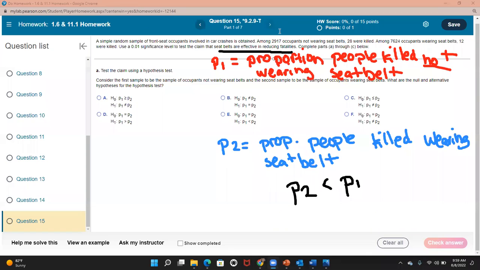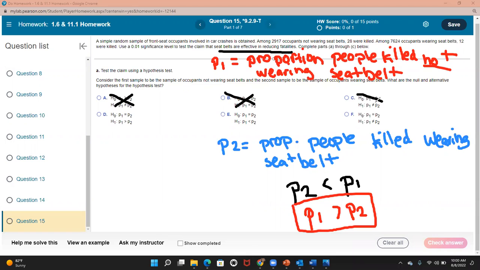So P2 being less than P1 is really the exact same thing as saying P1 is greater than P2. Okay, so taking a look at these options here, what are the null and alternative hypothesis? The null is always going to start out with that equal to. We're just going to assume that they're the same. So we know it can't be A, B, or C because those all have the null hypothesis with wacky stuff. We always want that to be equal to. Okay, so it's either D, E, or F.